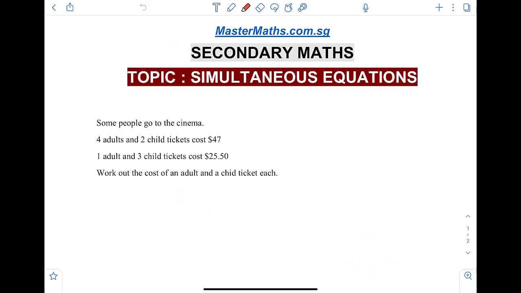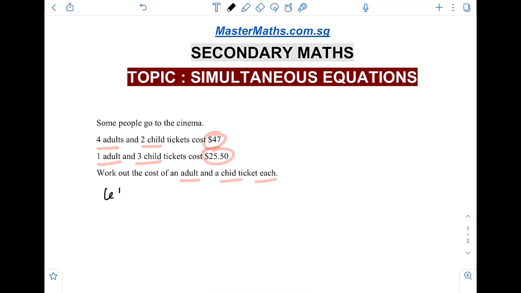Some people go to the cinema. 4 adults and 2 child tickets cost $47. 1 adult and 3 child tickets cost $25.50. Work out the cost of an adult and a child ticket each.